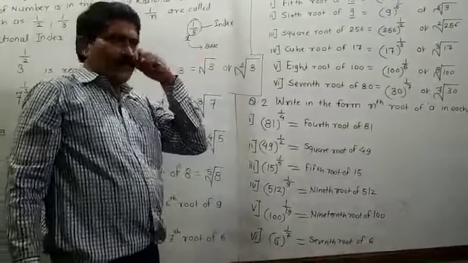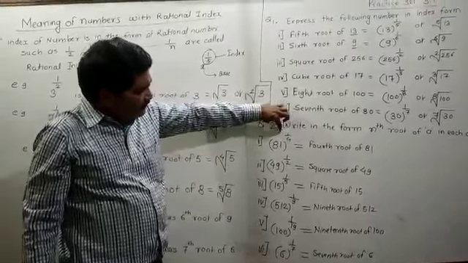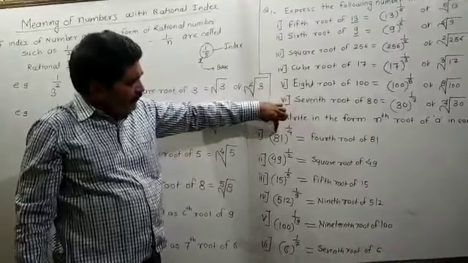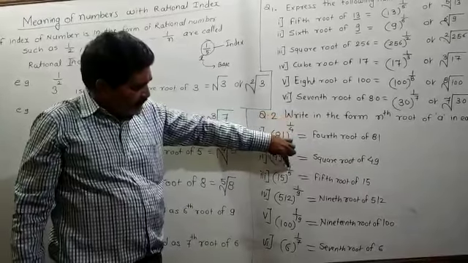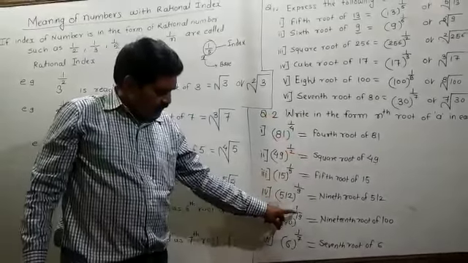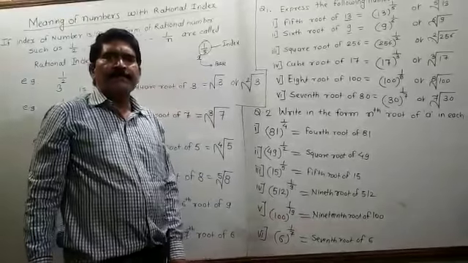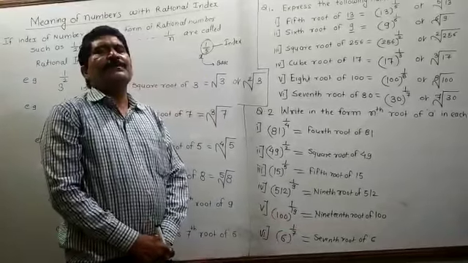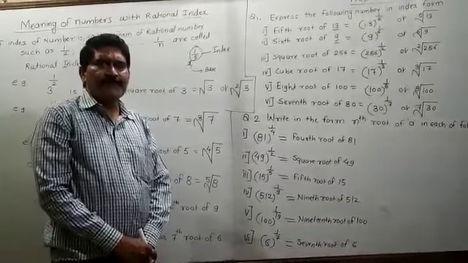I think you understand all these things. These are very easy things. If you want to read, at that time you have to read with the index. 4th root of 81, then square root of 49, 5th root of 15, 9th root of 512, 19th root of 100, 7th root of 6. Everybody understand? So you have to write all these things in the notebook and complete your classwork notebook. Thank you.